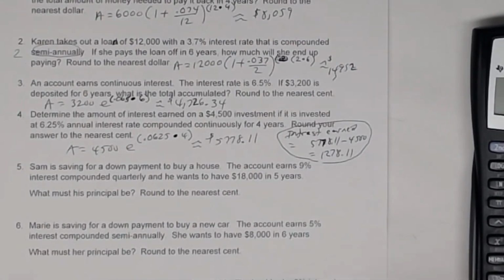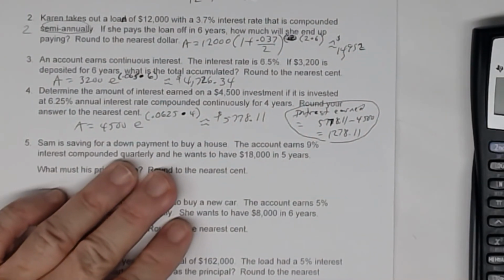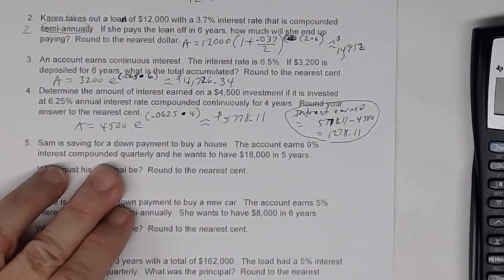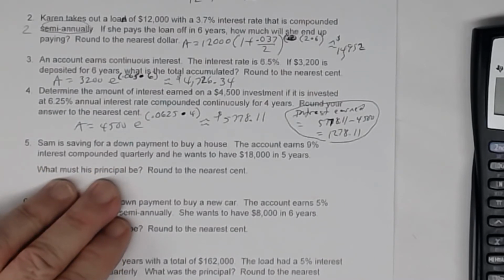All right, number 5. So number 5, Sam is saving for a down payment to buy a house. The account earns 9% interest compounded quarterly, and he wants to have $18,000 in 5 years. What must his principal be?